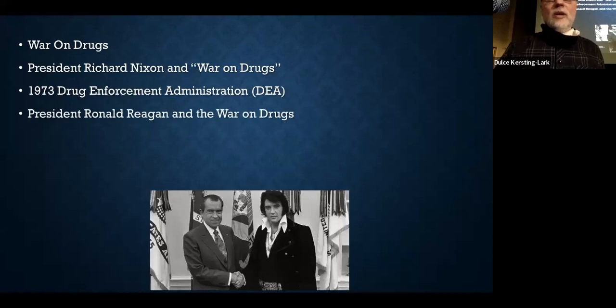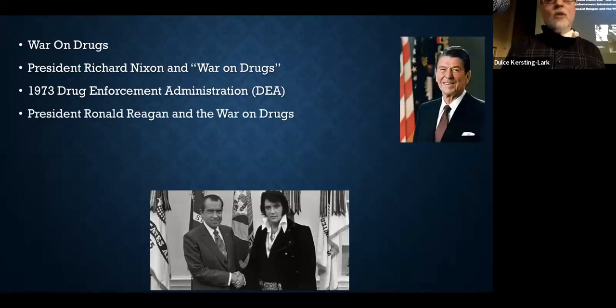Then real quick, we move on to President Ronald Reagan. He takes up the war on drugs as well. He talks about it being a major, major thing that needs to be done. Of course, he's very anti-communist as well. His quote is that it's time to take down the surrender flag and put up the battle flag and really fight a war on drugs. So he hypes it up even more, adds even more into it.